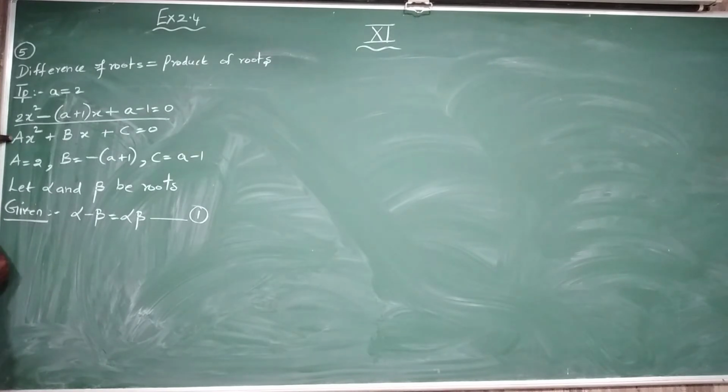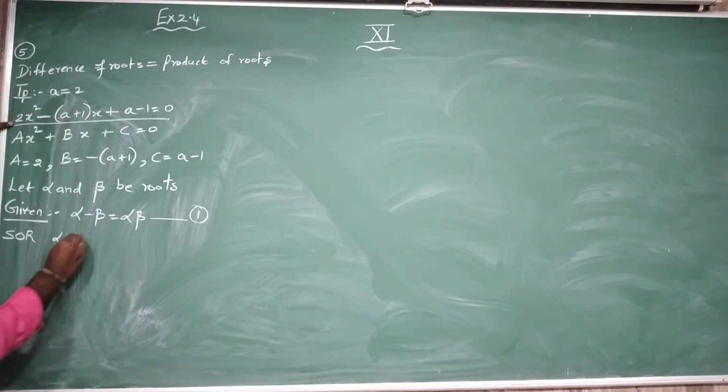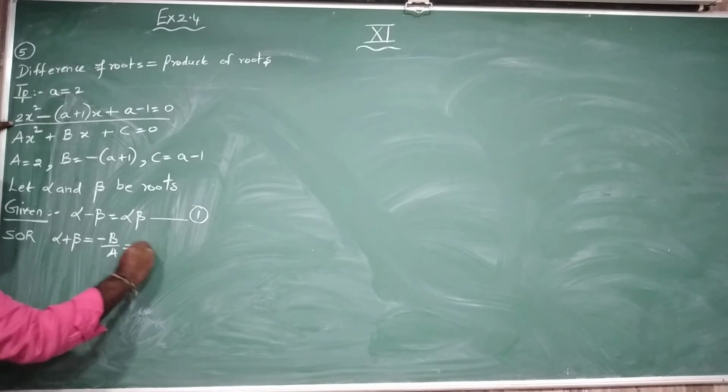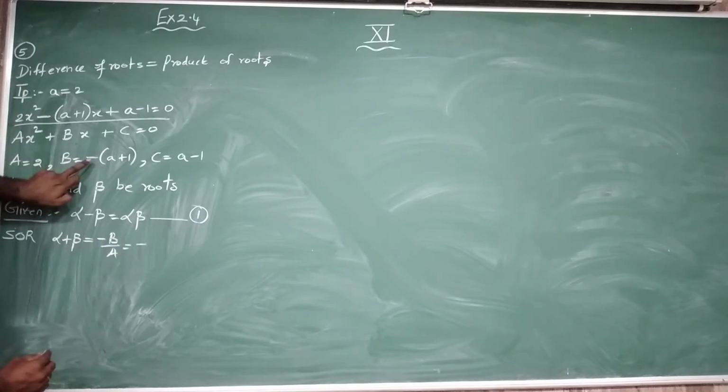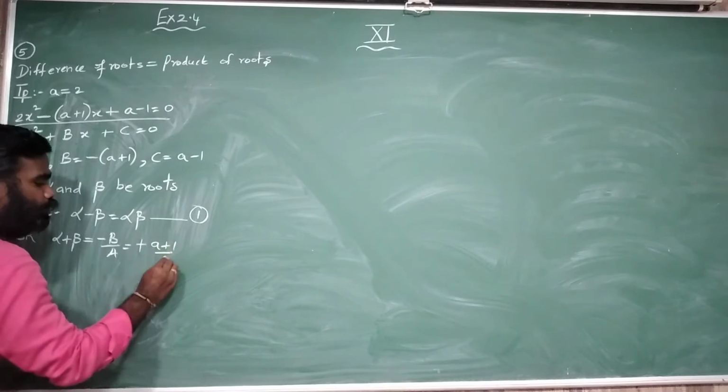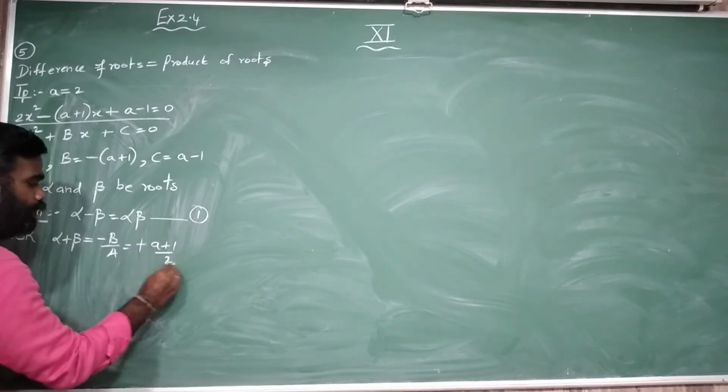For this equation I am going to find the sum of the roots. The sum of the roots, alpha plus beta, is equal to −B by A, which is equal to minus, what is B given here? Minus of (a + 1). So this minus will become plus, (a + 1) by 2.